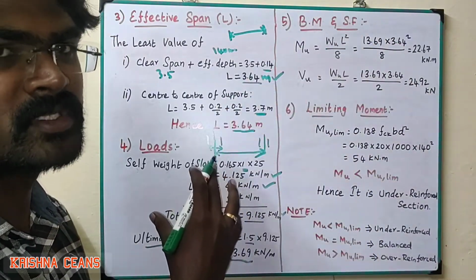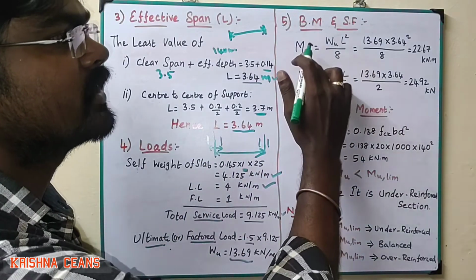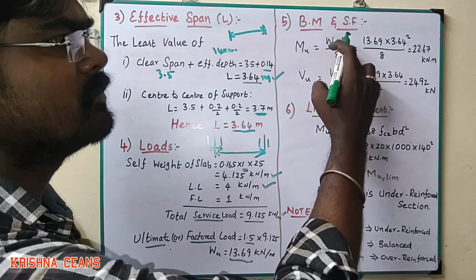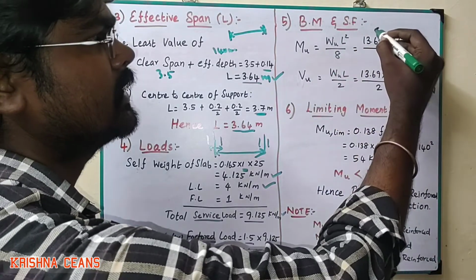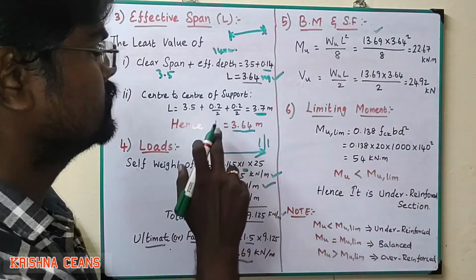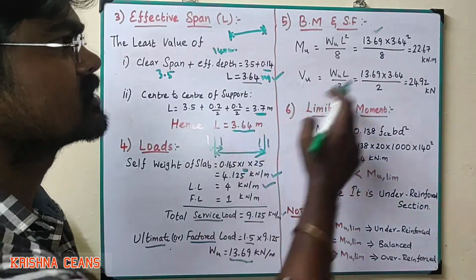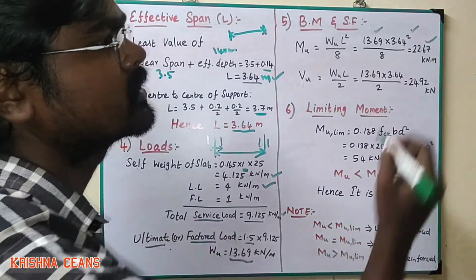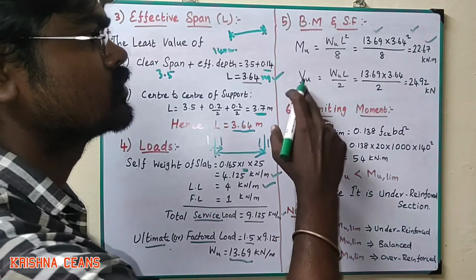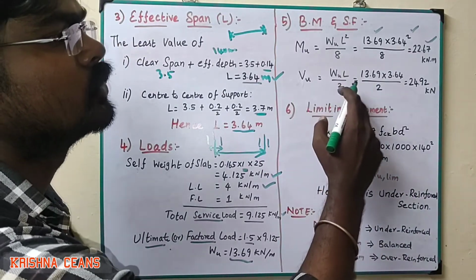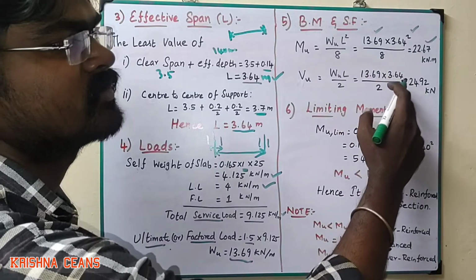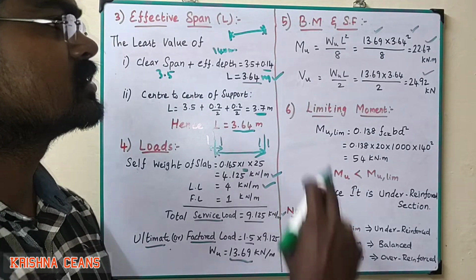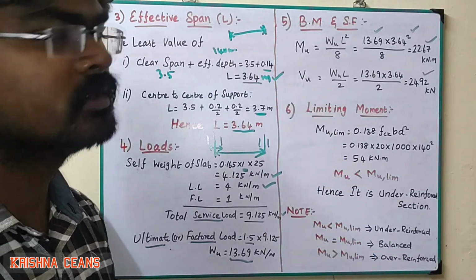So step number 5, bending moment and shear force. Since it is a simply supported beam, the formula for finding the maximum bending moment is WL square by 8. So here W is ultimate load, 13.69. Then here L is our effective span, 3.64. So 3.64 square by 8, which is equal to 22.67 kilonewton meter. So shear force is WL by 2, which is equal to 13.69 into 3.64 divided by 2, 24.92 kilonewton. So this is the factored bending moment and factored shear force.